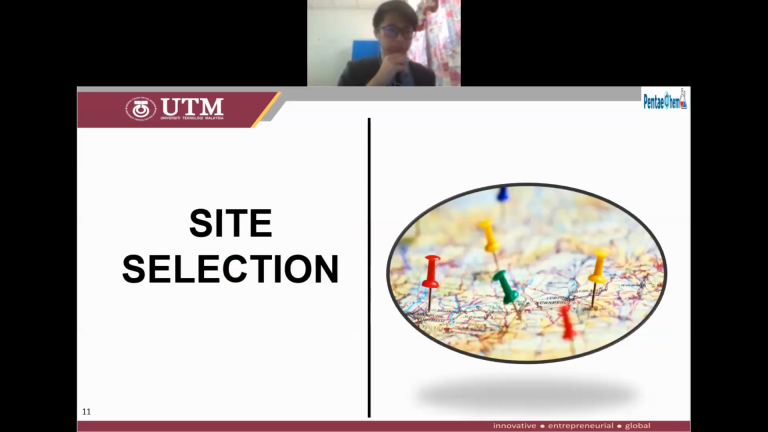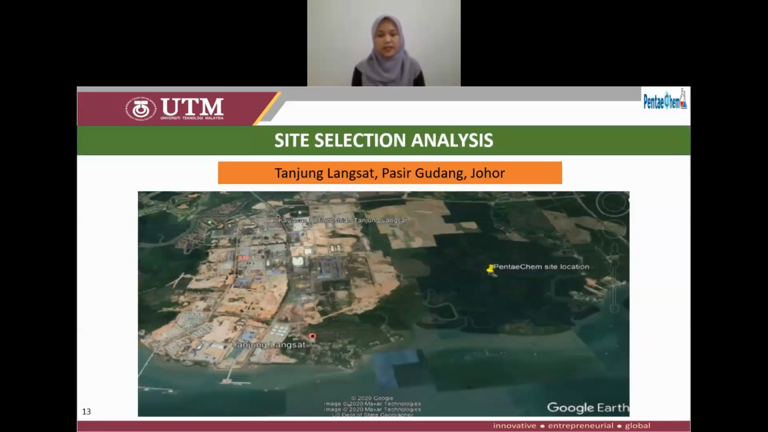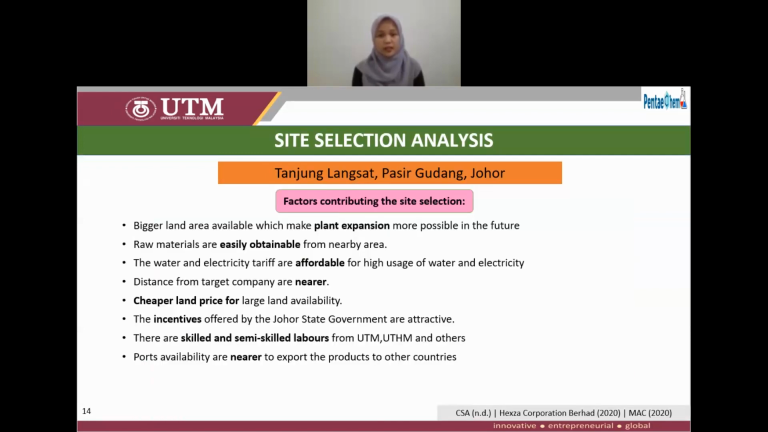Okay, for site selection, we considered Klang Selangor, Tanjung Langsat Johor, and Sarikei Sarawak. So we selected Tanjung Langsat Johor as our chemical plant site. This is because of the bigger land area availability for future land expansion. And then the raw materials are easily obtained from nearby areas at Johor, Selangor, and Singapore. And the water and electricity tariffs are affordable.